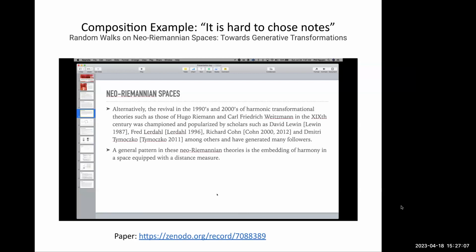So on one hand we have generative systems, and on the other we have neo-Riemannian spaces. There was a revival in the 90s and 2000s of harmonic transformational theories, such as those of Hugo Riemann, Weitzmann, and others in the 19th century. They were popularized by scholars such as David Lewin, Fred Lerdahl, Richard Cohn, Dmitri Tymoczko, among others. A basic pattern in those neo-Riemannian theories is that we embed harmony in a space equipped with a distance measure. It's a very simple pattern, but it explains a lot.